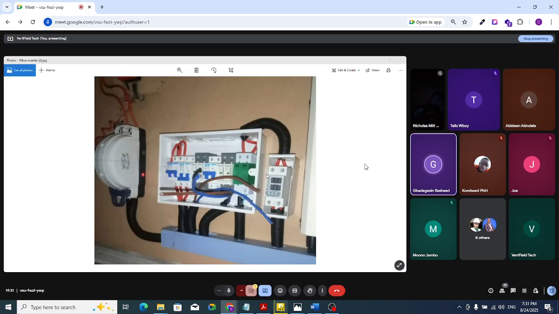Is there a way that we can also protect the solar system from lightning? Someone told me that there's no way you can erect lightning protection, but I don't want to believe that. I don't know if you can explain better, sir. Thank you, sir.